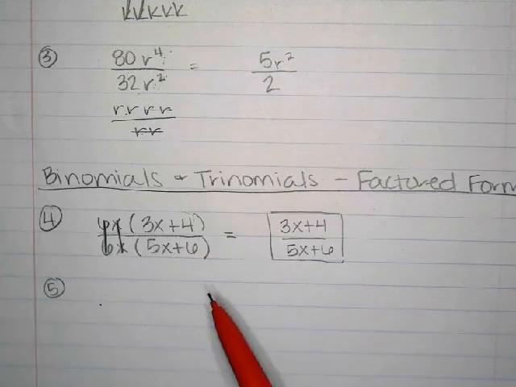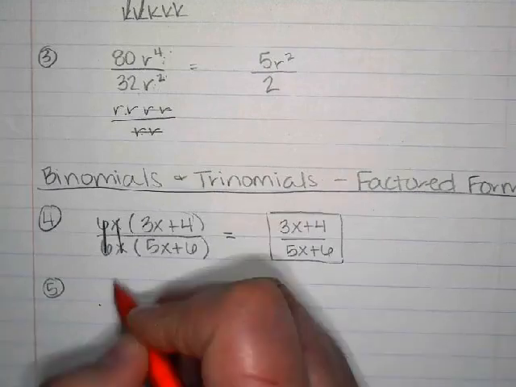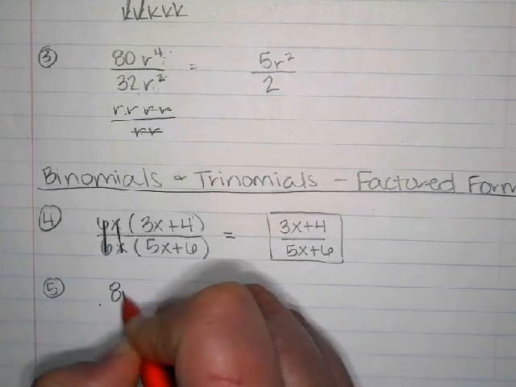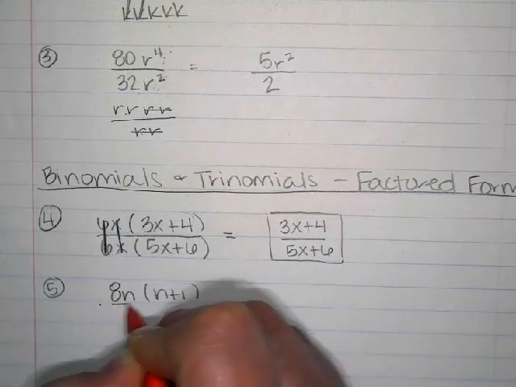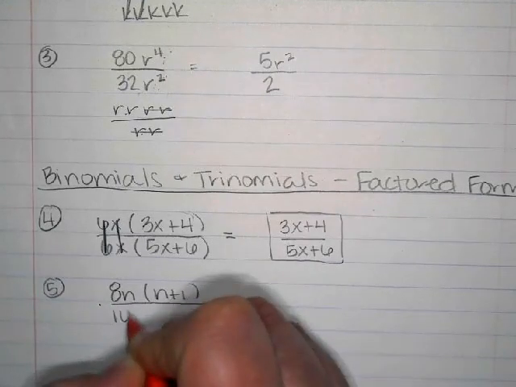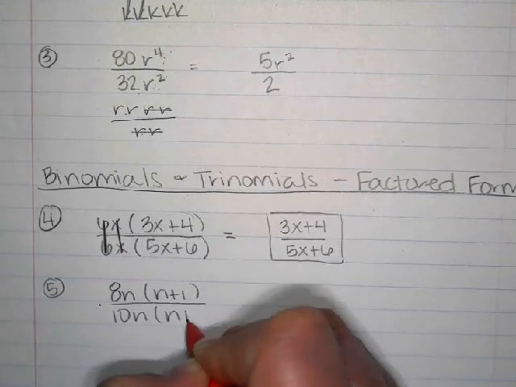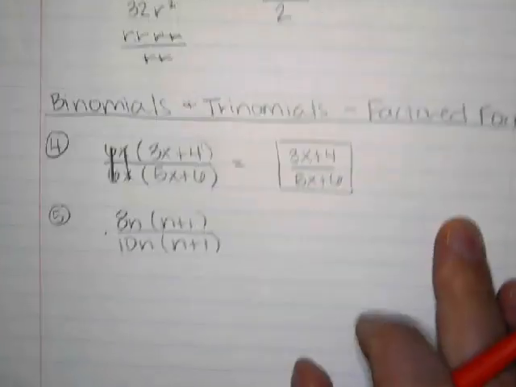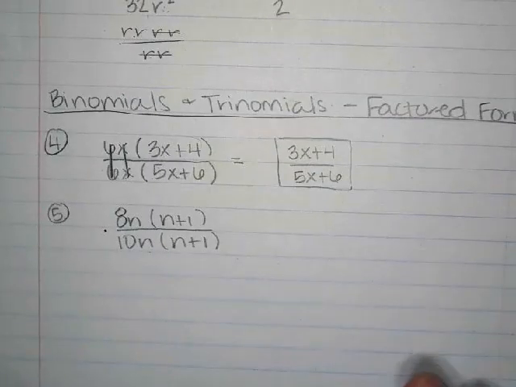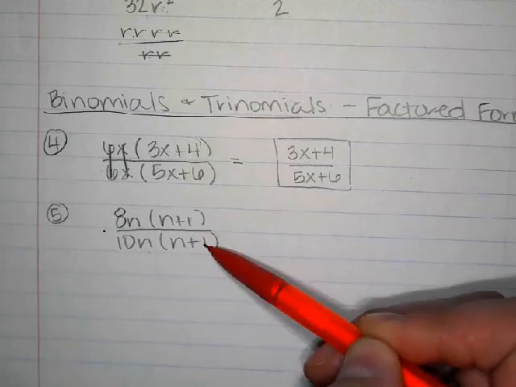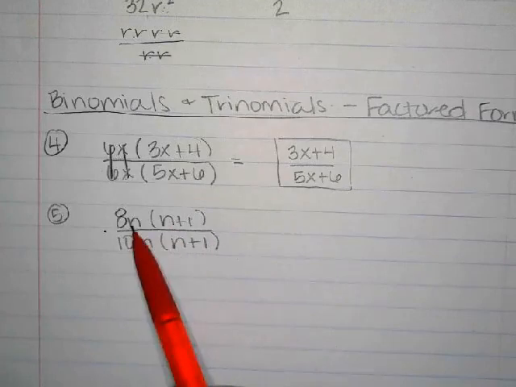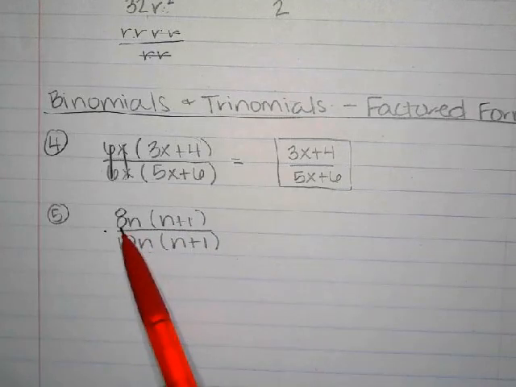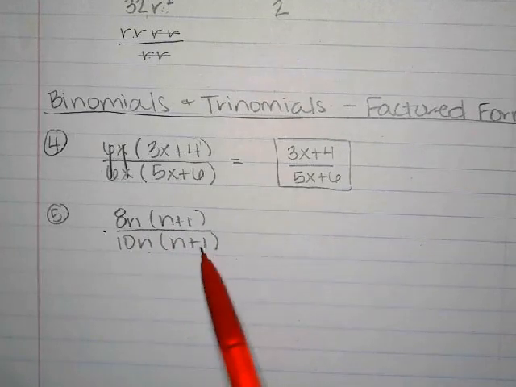So we're going to look at another problem here. We're going to do 8n times n plus 1 over 10n times n plus 1. And in this problem, again, we have a binomial over a binomial. In this binomial, they were able to take out a GCF on the top of 8n, and on the bottom, in the binomial, they took out a GCF of 10n.